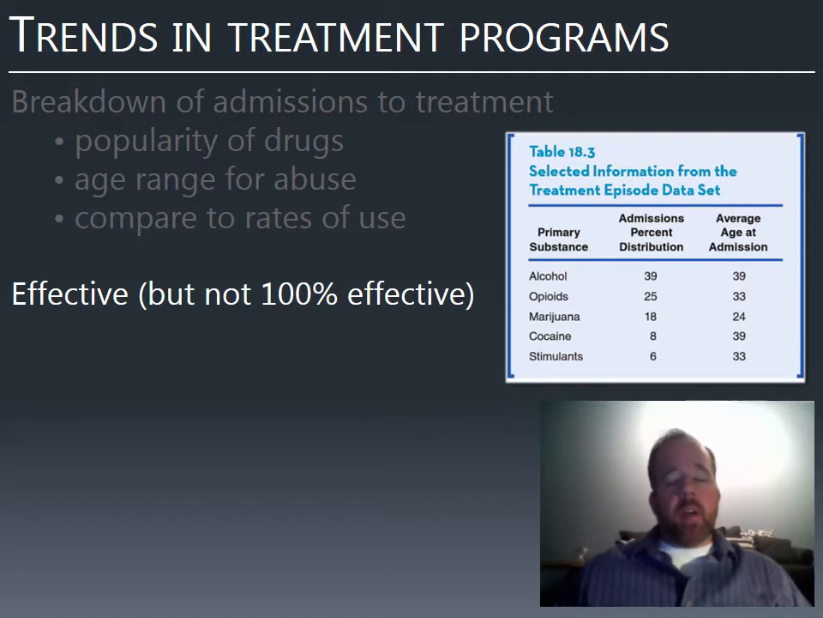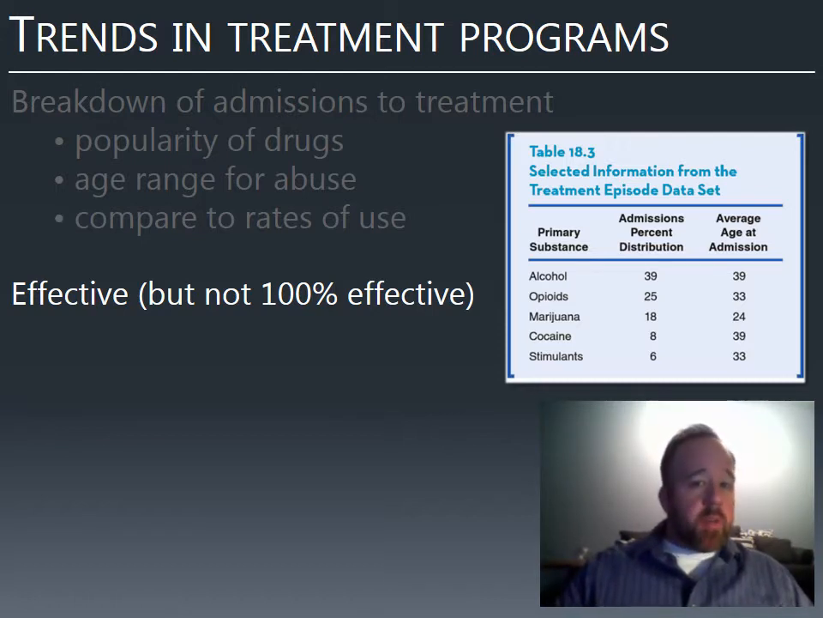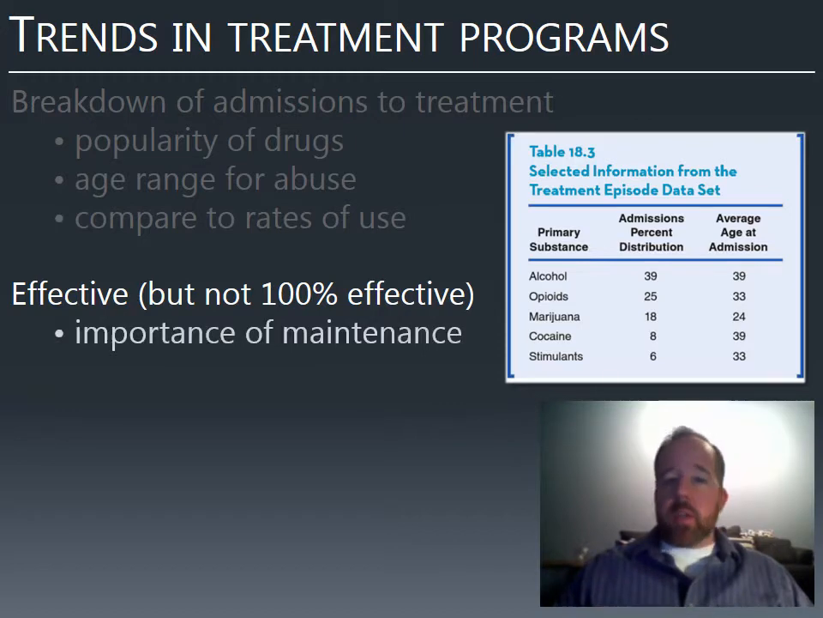The take-home point here is that drug treatment programs are actually pretty effective. They're not 100% effective, but they do have a decent success rate. There's always the risk of relapse, which is why it's so important to maintain those behaviors in which one abstains from drugs or at least controls their drug use. It's not the idea that you can go into a drug treatment program, complete the program, and then you're cured forever and never have to worry about it again.